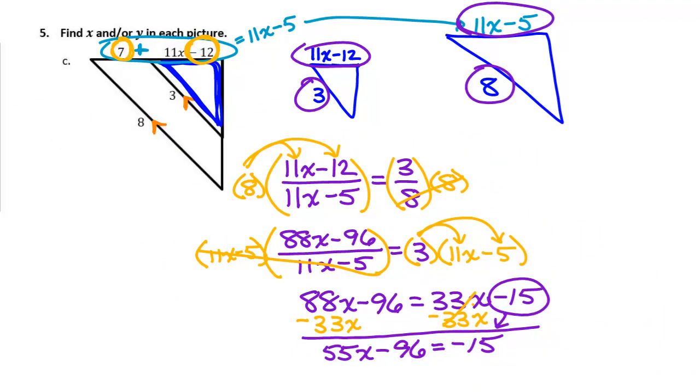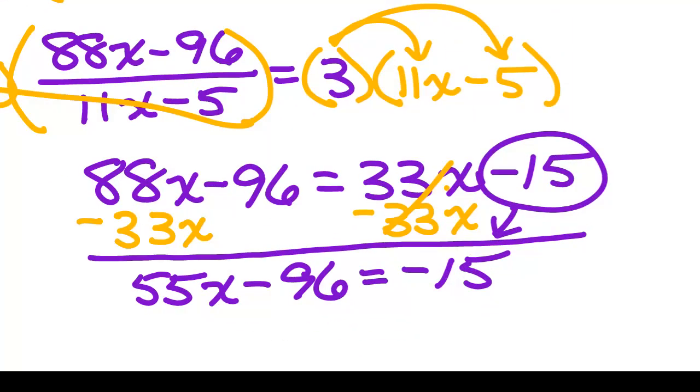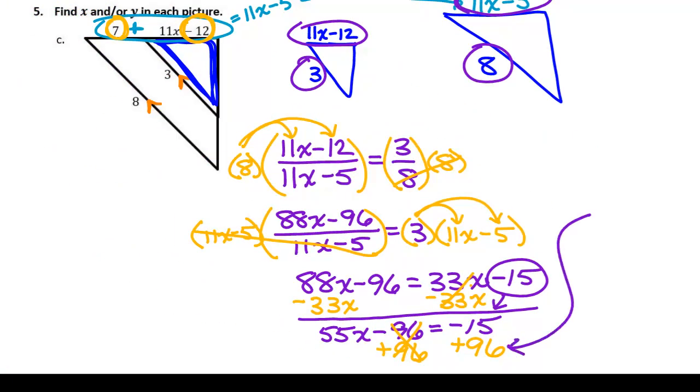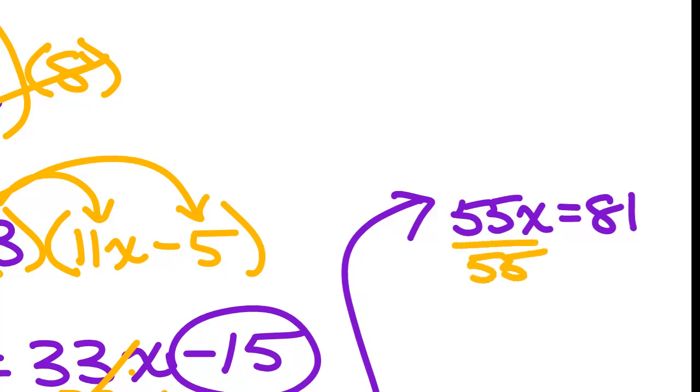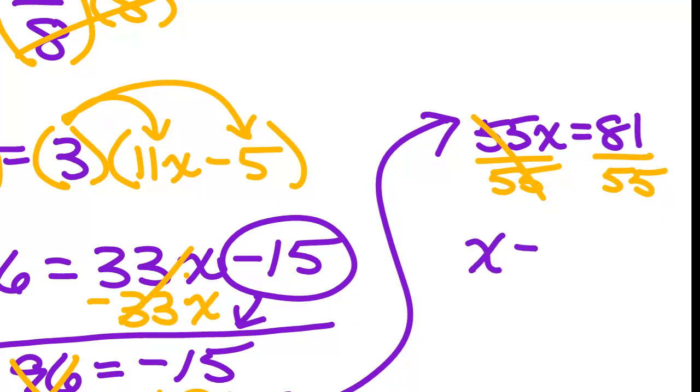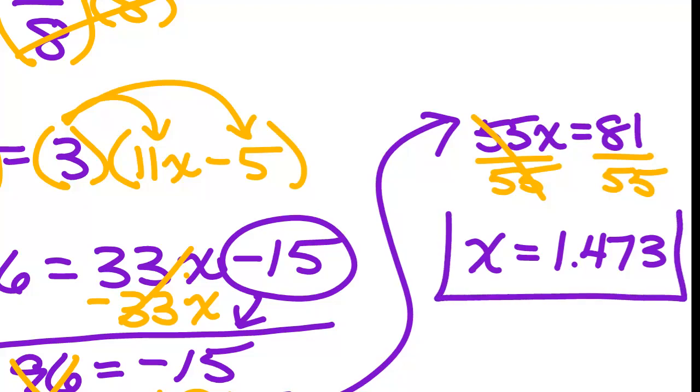Scoot my work over because I ran out of room. So plus 96, plus 96. So 55x equals 81. Divide both sides by 55. 1.47. If the directions ask you to take it out to 3 decimal places, you would take it one more, but 2 decimal places is usually sufficient.